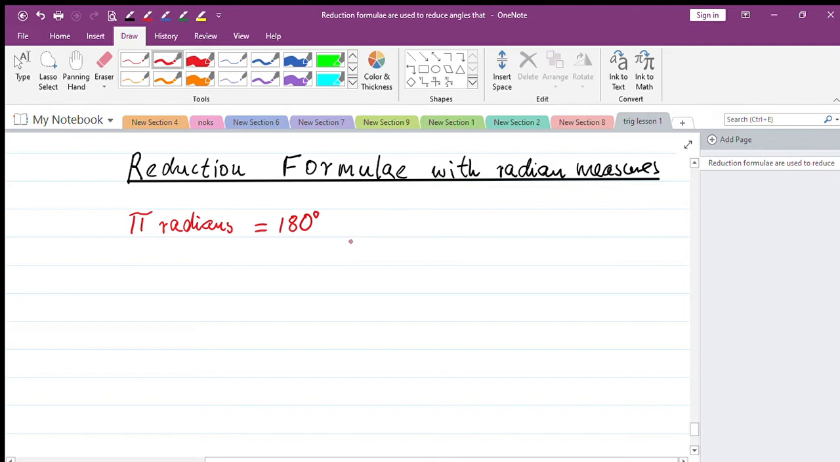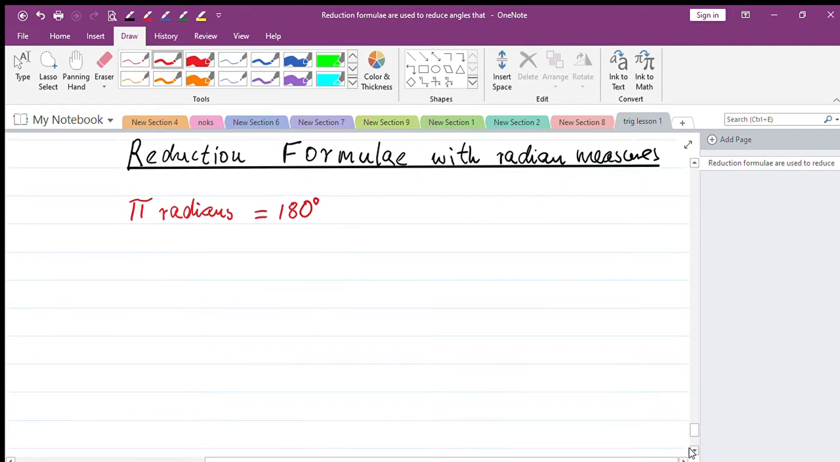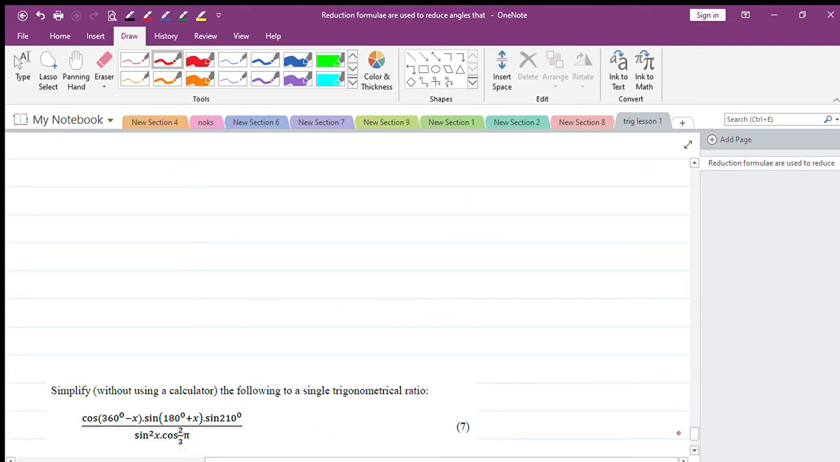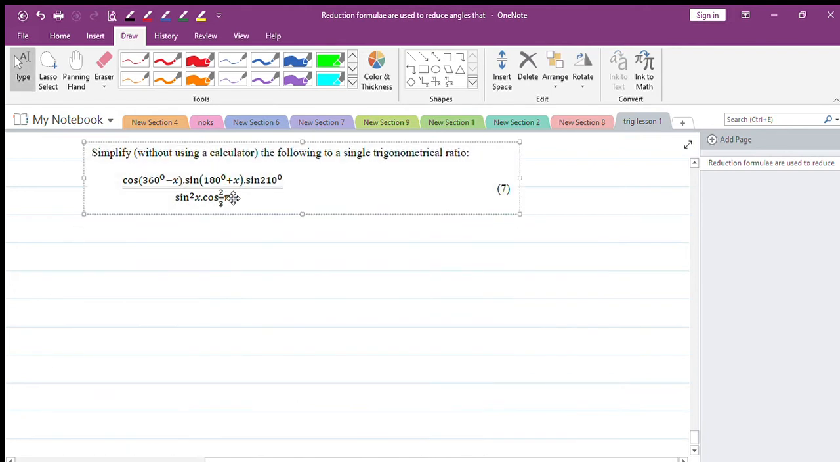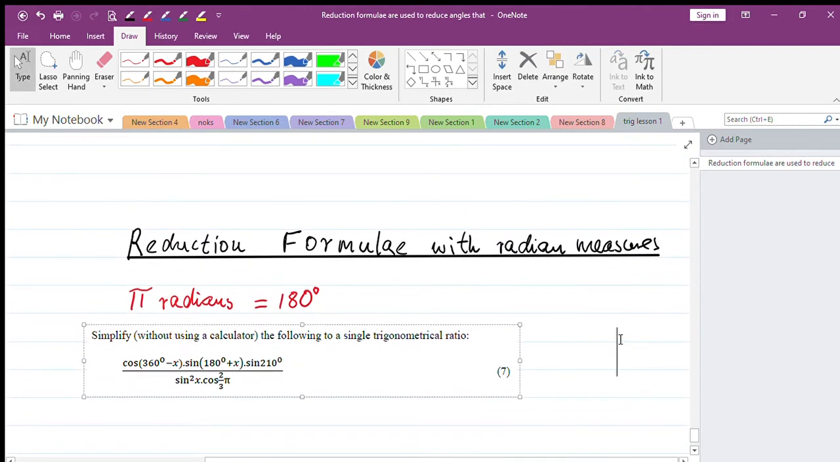Okay, so let's look at a question where the trig expression has radian measures. It's a question that was worth about 7 marks in the exam. So let's look at the question. It says simplify without using a calculator to a single trig ratio.